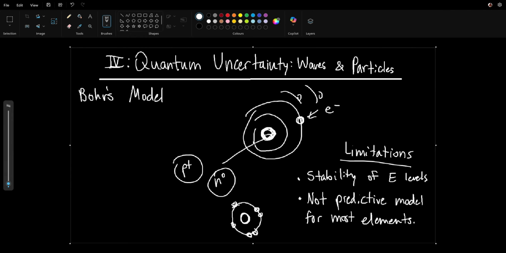Bohr's model doesn't work that well here because it doesn't explain the electron-electron repulsion, basically why the electrons keep away from each other. And also, Bohr's model doesn't describe why electrons are in fixed orbits around the nucleus.